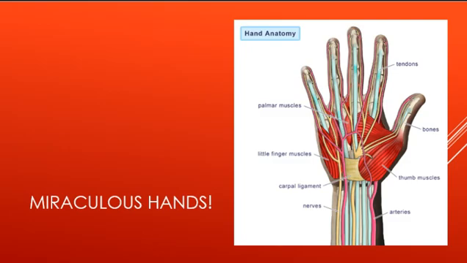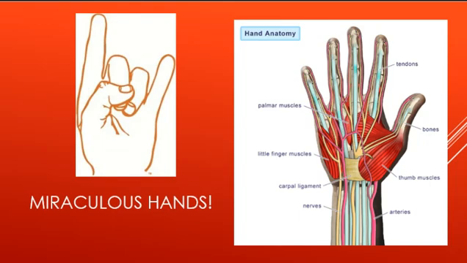All right, miraculous hands. I find our hands to be an amazing piece of engineering that God has provided us with. Let's see why. We can do all sorts of things with our hands. We can make this kind of signal.